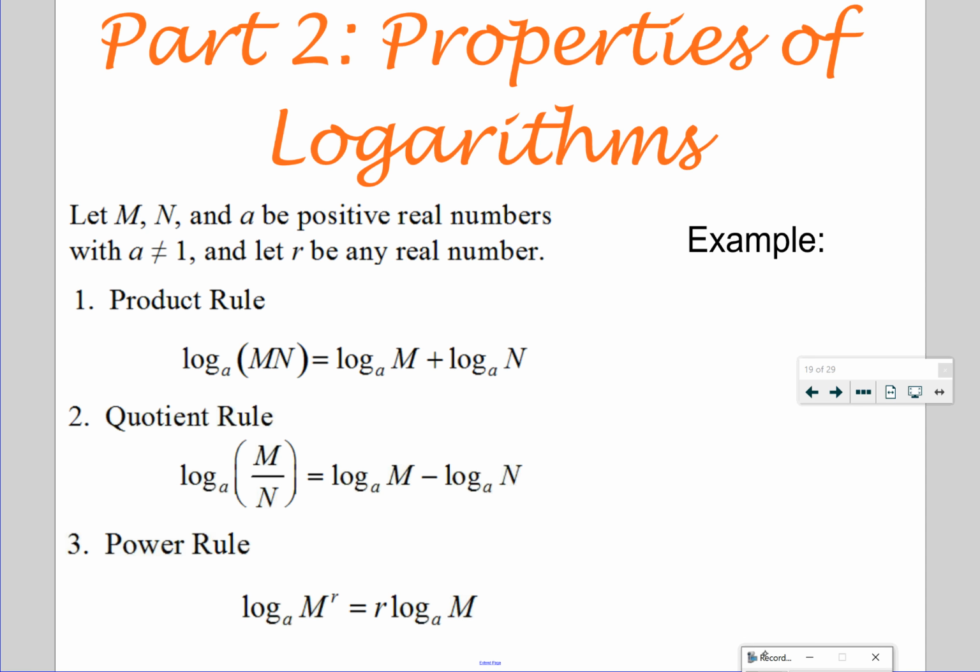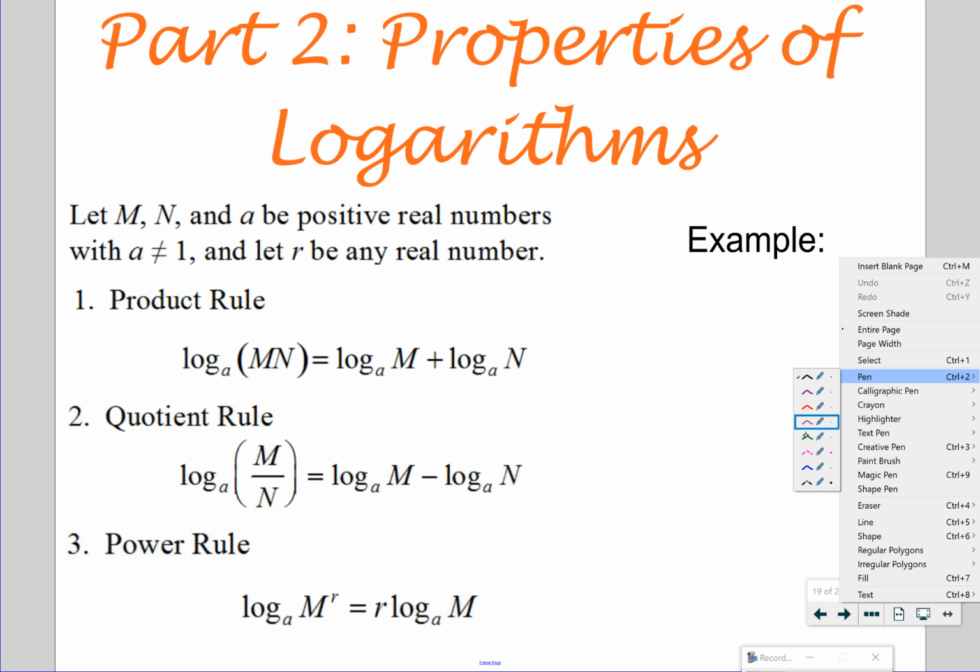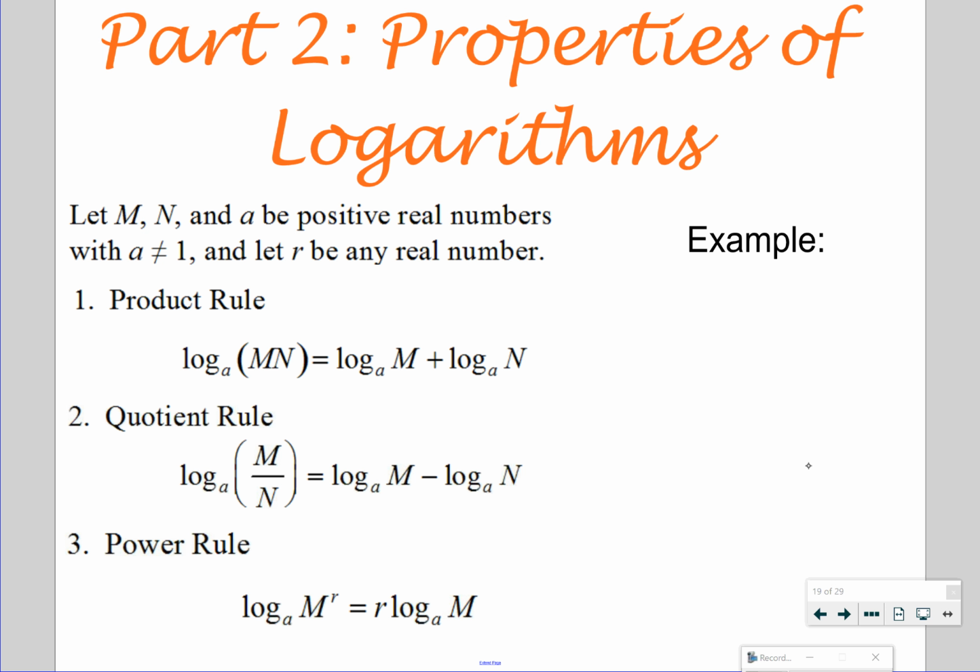Hi, this is the second part of section 5.2, properties of logarithms. In this section, we're going to expand on what we did with logarithms in the last lesson, and we're going to be using logarithmic properties called the product rule, the quotient rule, and the power rule. These three properties are going to be used in almost every single problem throughout the lesson, so it's really important that you have these written down in your notes.